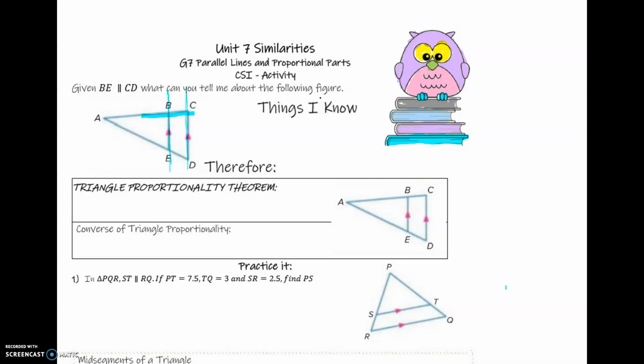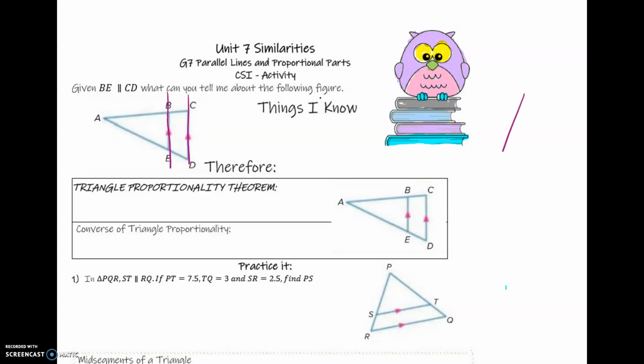All right, so today we're going to be working off of page 21. We're going to be talking about triangle proportionality theorem. It's a theorem dealing with parallel lines. So first we need to remember the fact that parallel lines, like we see here, those big arrows, mean that the lines are parallel.